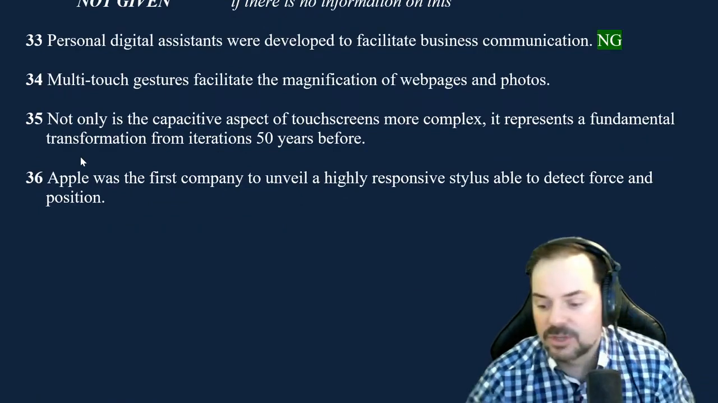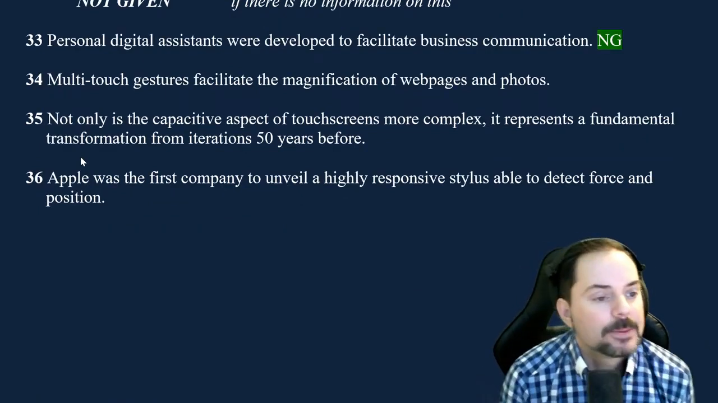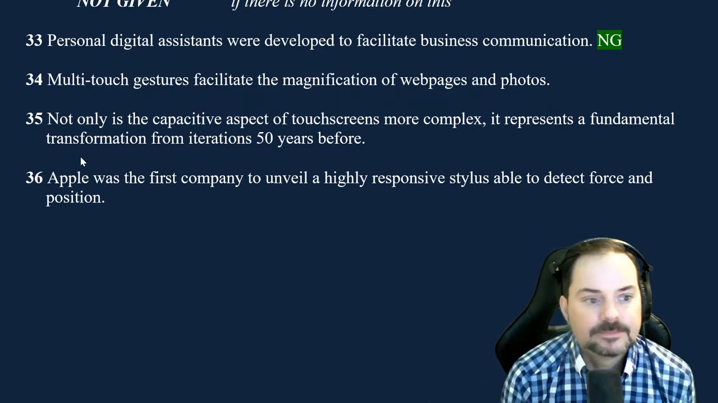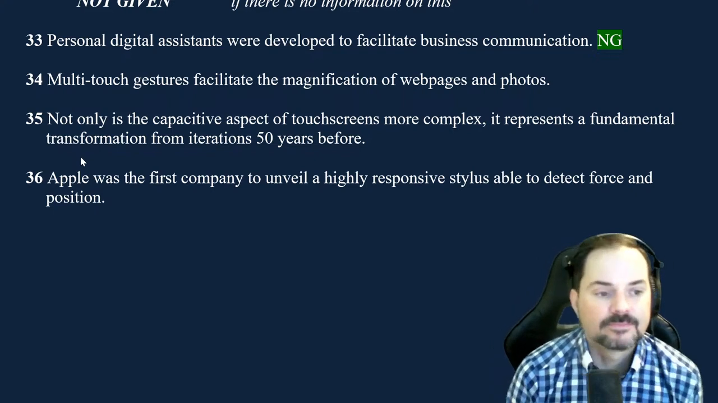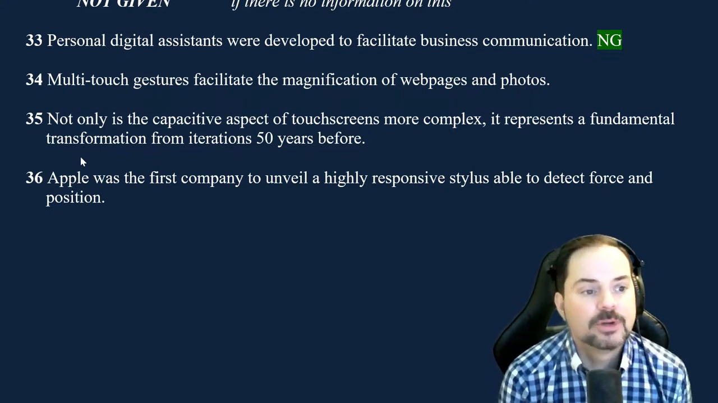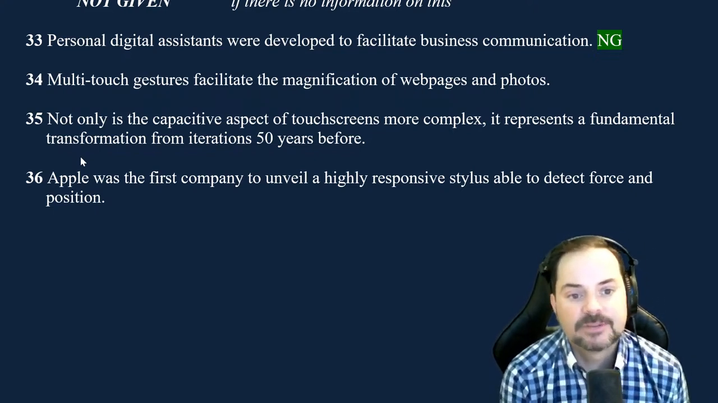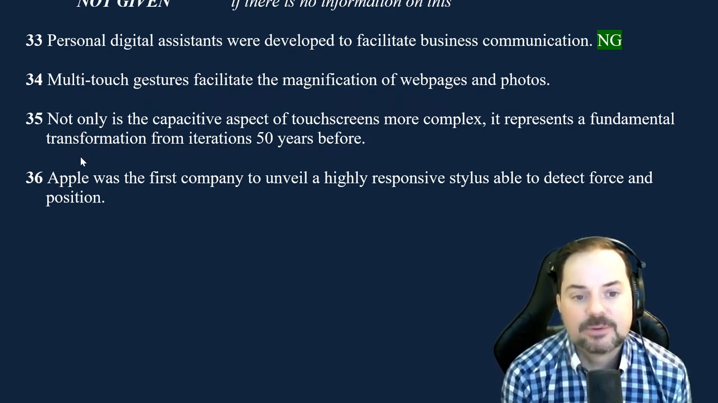Okay, let's take a look at these true, false, not given questions. Number 34, can you read that one for me, please? Okay, sir. Multi-touch gestures facilitate the magnification of web pages and photos. Is it important? Multi-touch gestures facilitate the magnification of web pages and photos. Is that important for touchscreens?